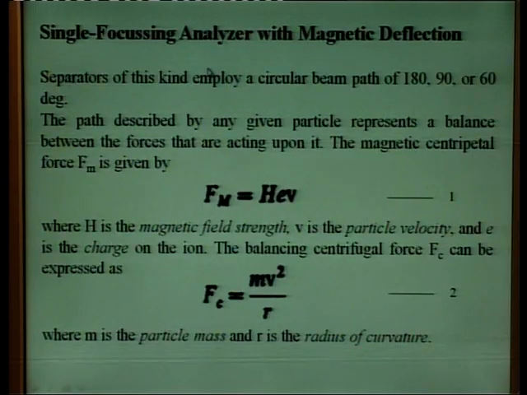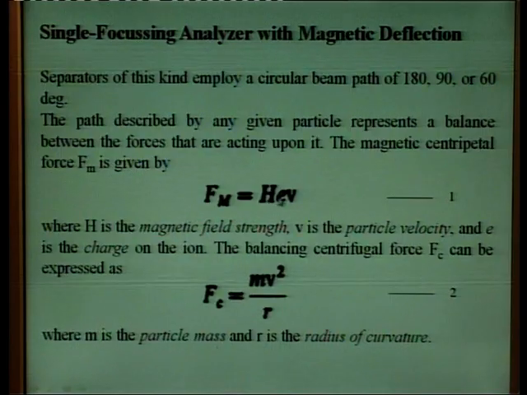Single focusing analyzer with the magnetic deflection. When separators of this kind employ a circular path which is of 180, 90 or 60 degrees, the path described by any particle represents a balance between the two forces. One is the magnetic centripetal force, which is Fm.